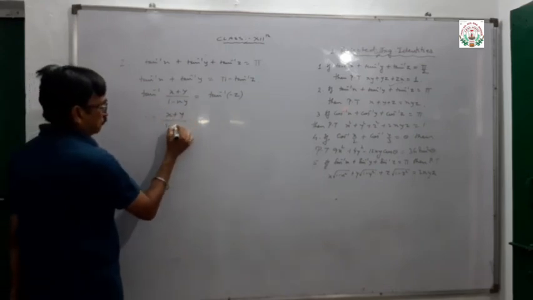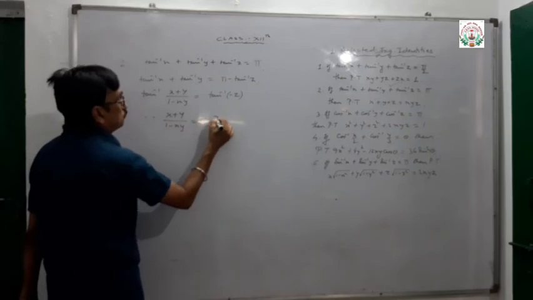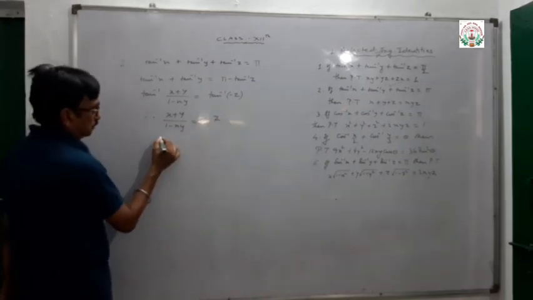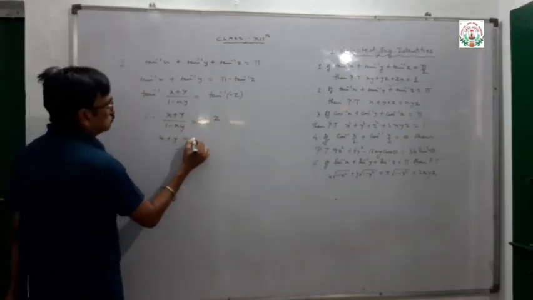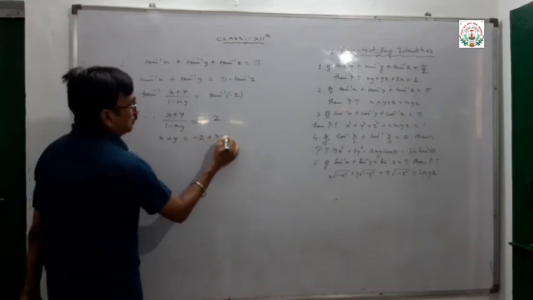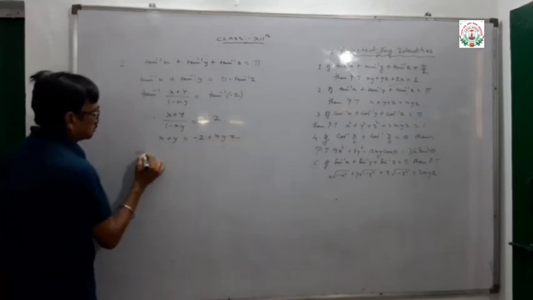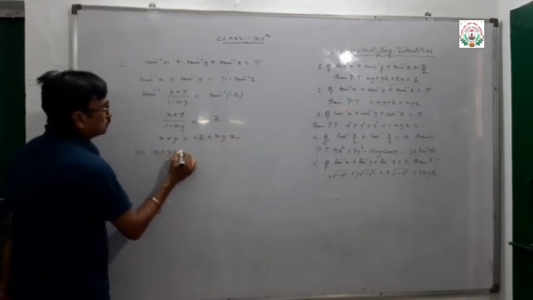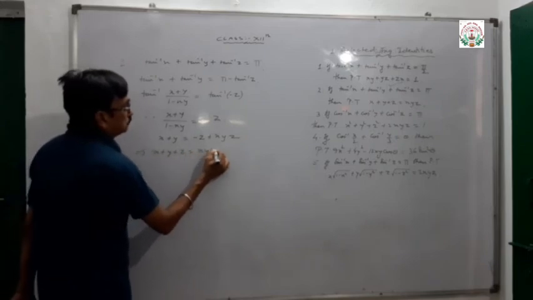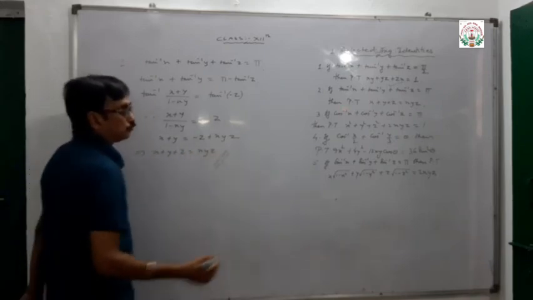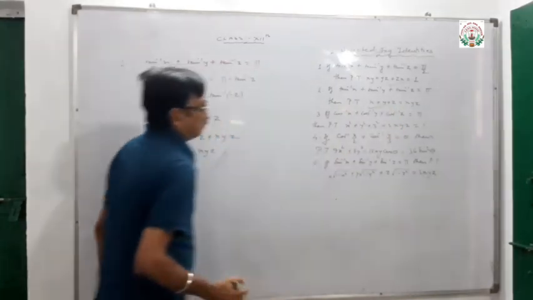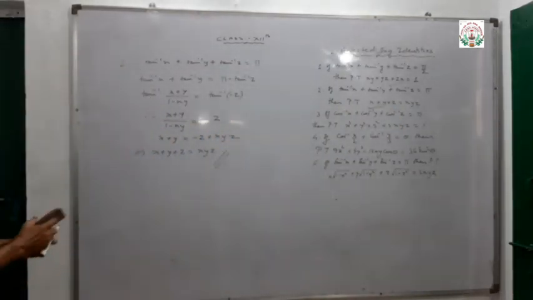x plus y upon 1 minus xy equals minus z. So what we get? x plus y is equal to minus z plus xyz. Just transpose it. x plus y plus z is equal to xyz. So that is our proof. Now let's move to our third question.